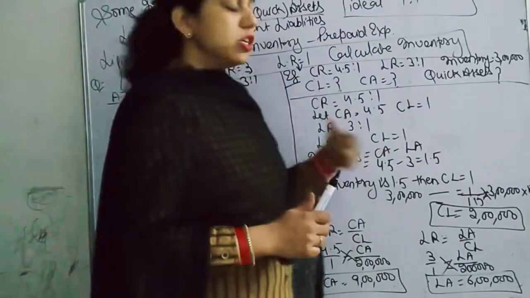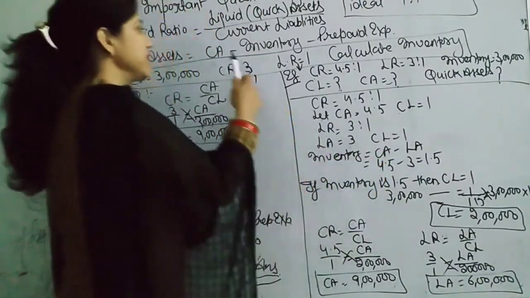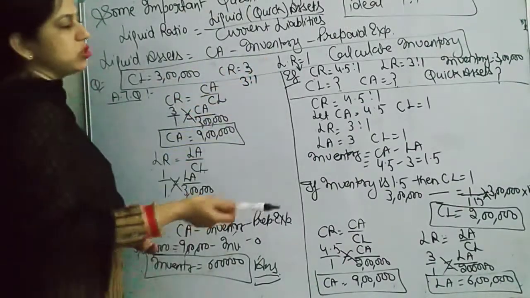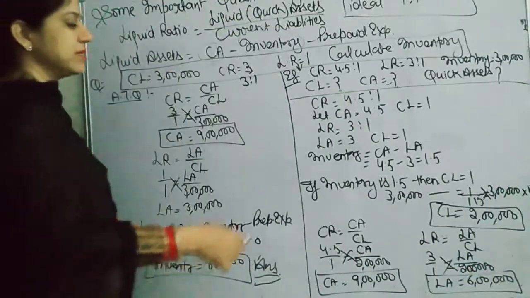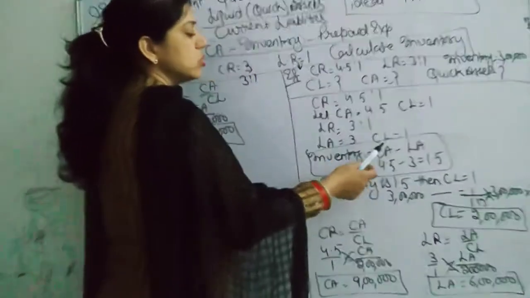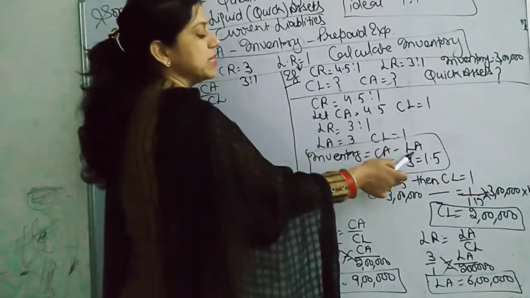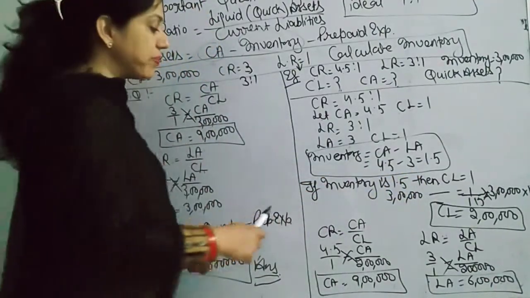Just try to reach the information which is given in the question. Inventory is given. As we know, inventory is equal to current assets minus liquid assets, because prepaid is not given in the question. So we just put it: current assets we assume 4.5 and liquid assets we assume 3. So that means inventory will become 1.5.